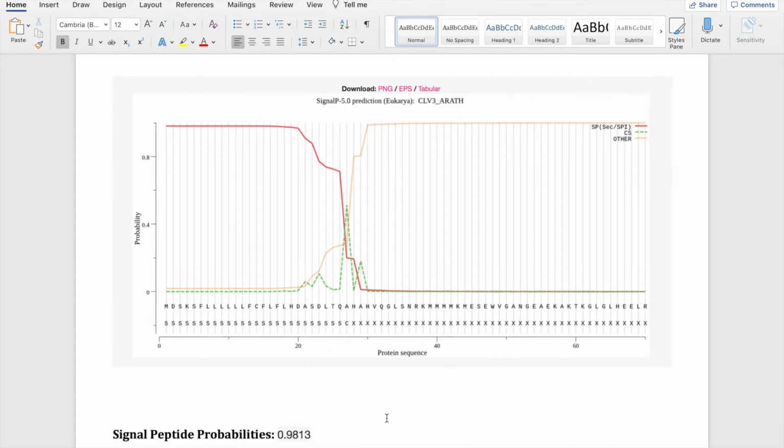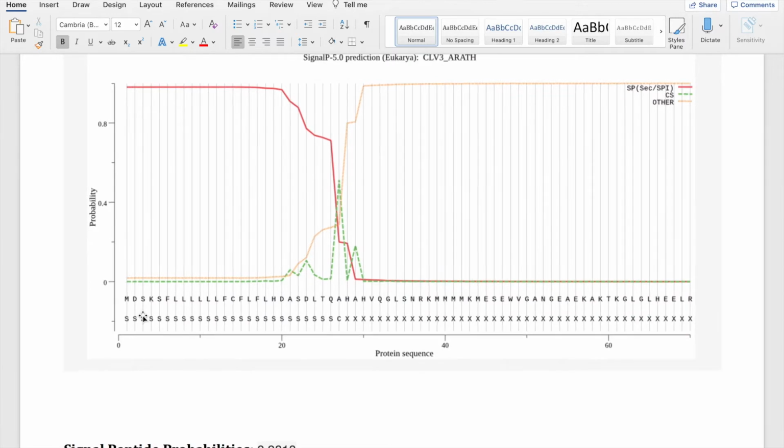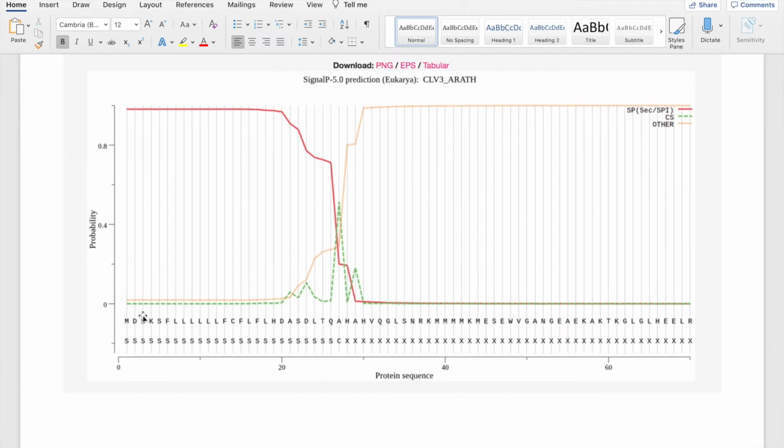Alright, and now to go into how we interpret the graph. Down here we have our amino acids, and then we have these letters underneath denoting S, C, or the X. The S corresponds to this red line up here. A high S score indicates that corresponding amino acids are likely part of a signal peptide, like up here. And then down here it would have a low S score, which would signal a mature protein.